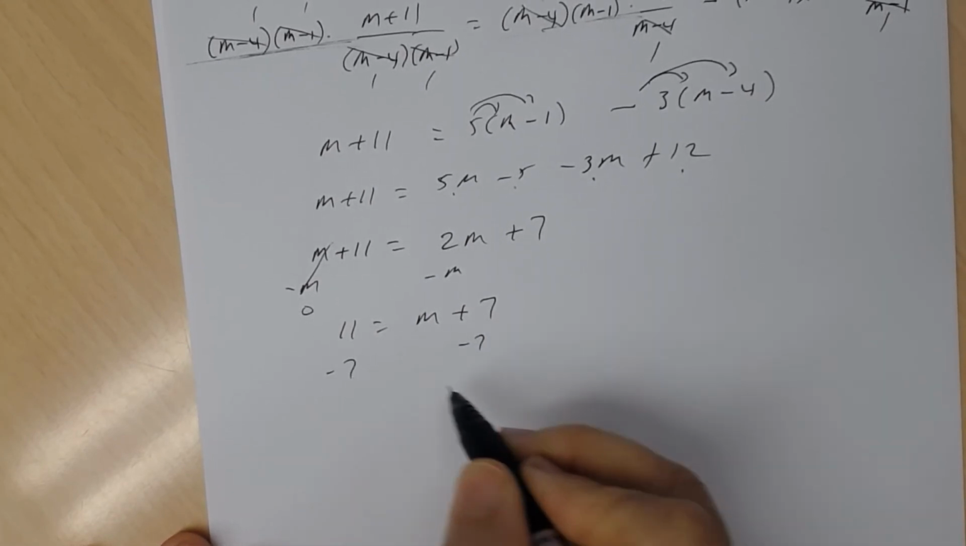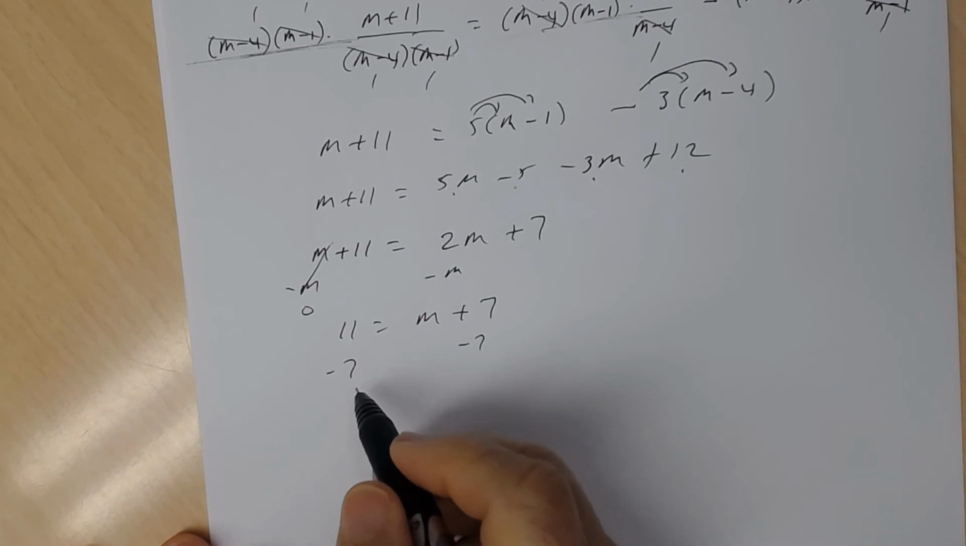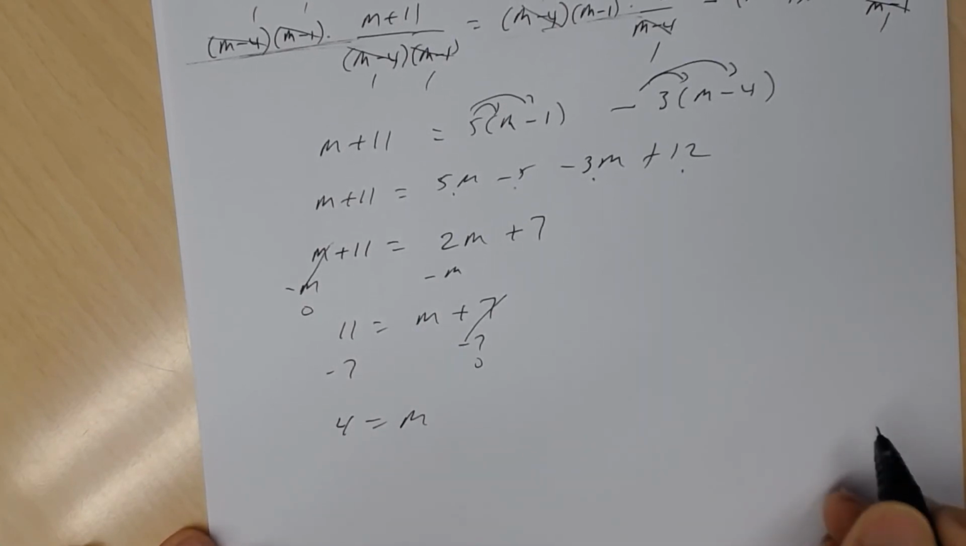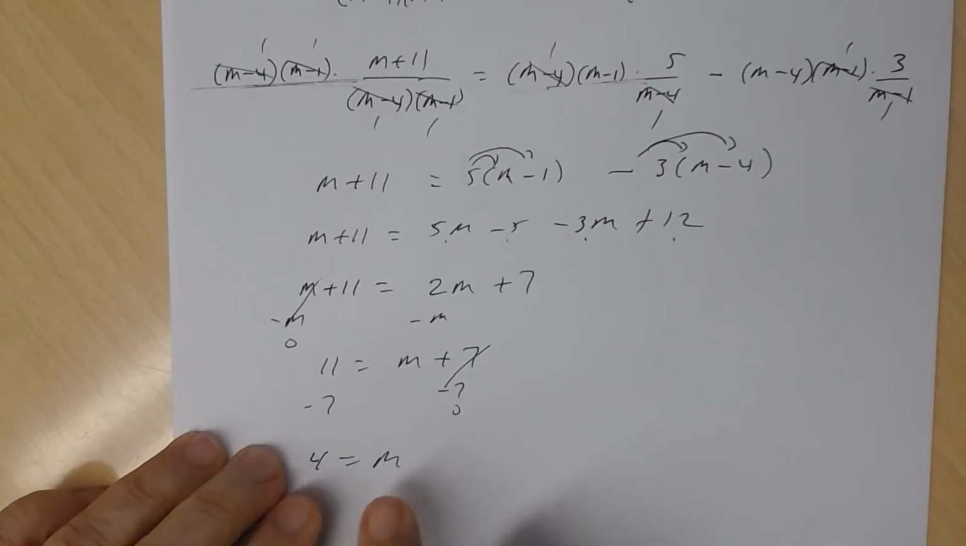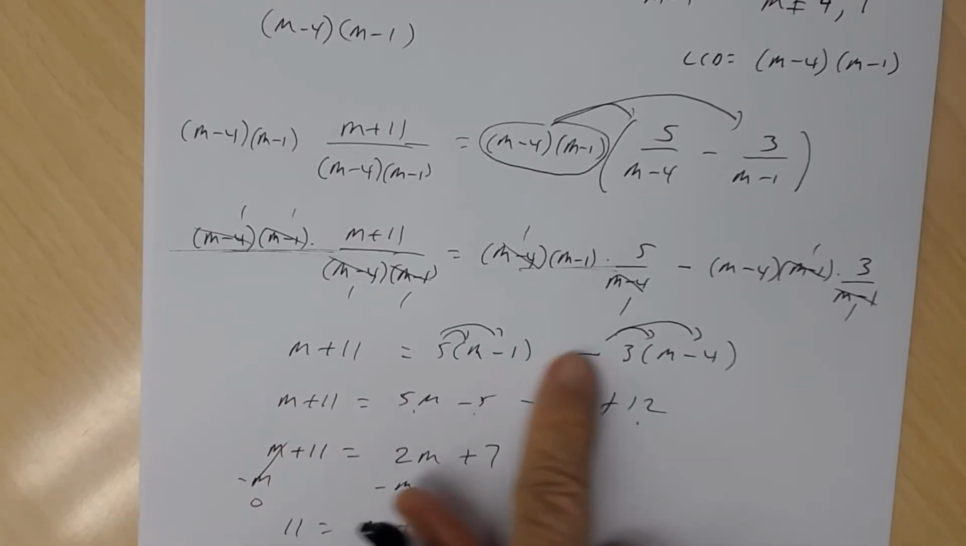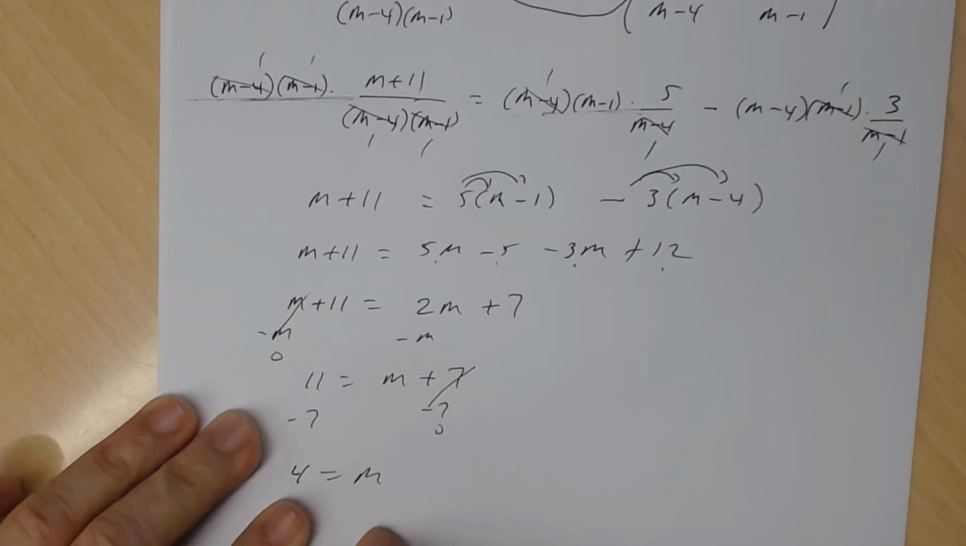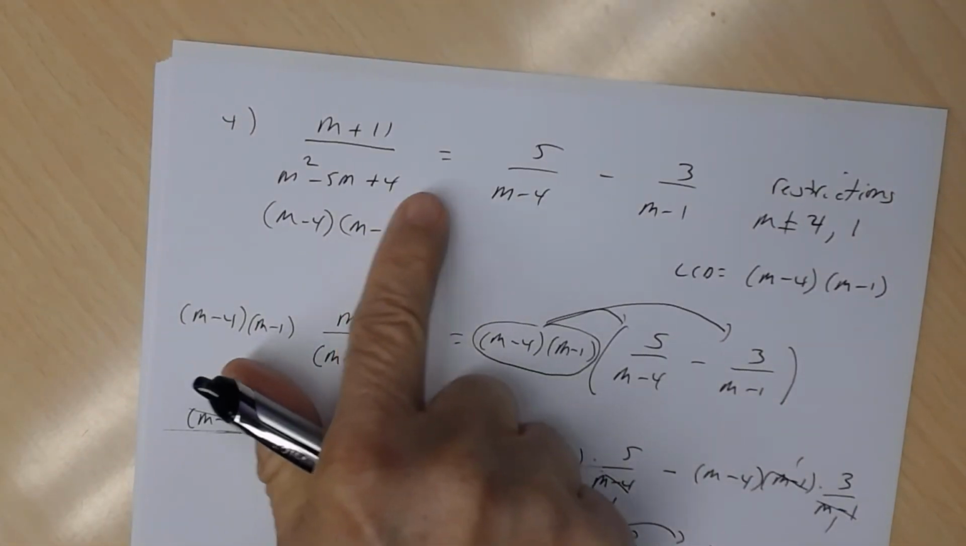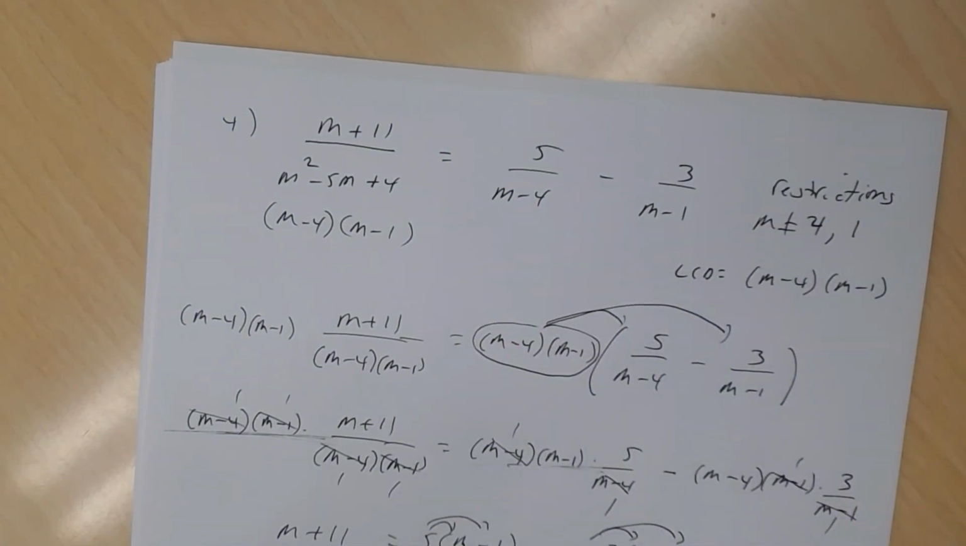Subtract 7 from both sides. I get 11 minus 7 is 4, equal m. All right, so that's a potential solution. Now, that is a solution to this linear equation. So that's why it's called extraneous. This is going to be an extraneous solution because it's not a solution to the original, because it was a restriction.